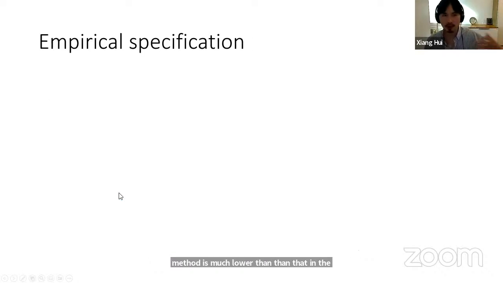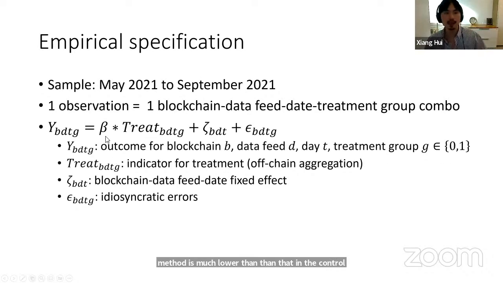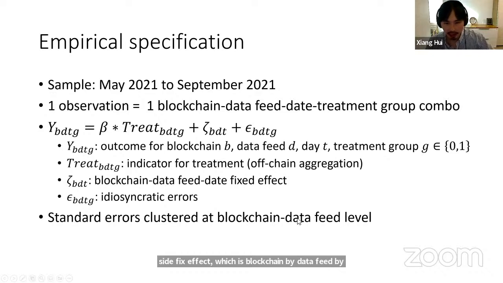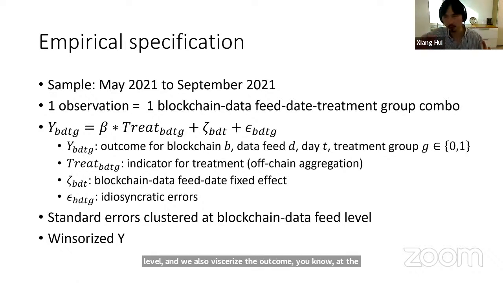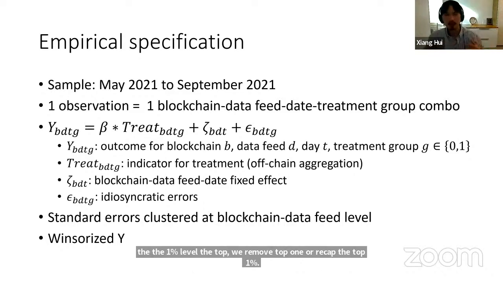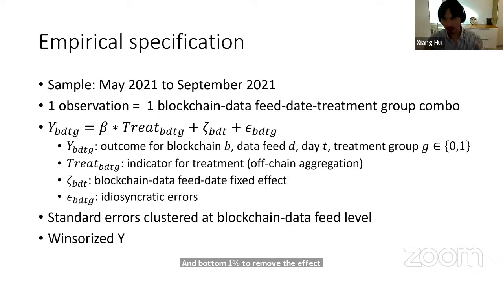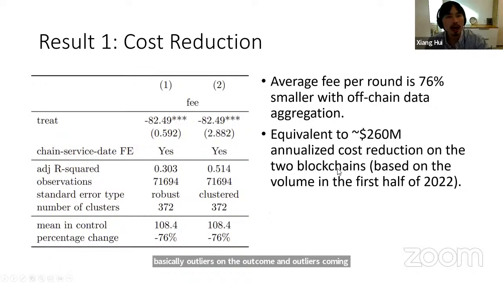Now, of course, to properly identify this, we need to control for fixed effects. The regression is a simple cross-sectional regression. So Y_BDTG is the outcome variable for blockchain B, data feed D, time T, and group G. And we regress that on an indicator for treatment and controlling for these psi fixed effects, which is blockchain by data feed by date fixed effects. Standard errors are clustered at the blockchain by data feed level, and we also winsorize the outcome at the 1% level. We cap the top 1% and bottom 1% to remove the effect of outliers on the outcome, coming from extreme volatility in these token prices.